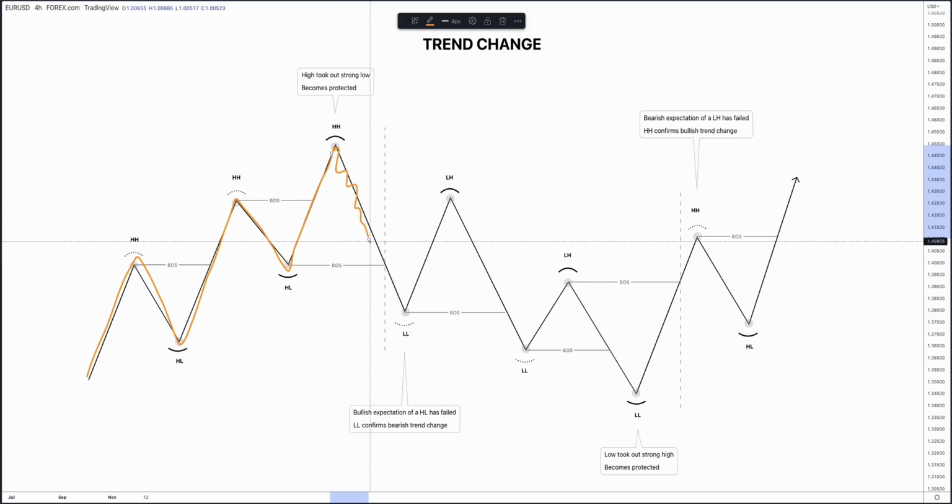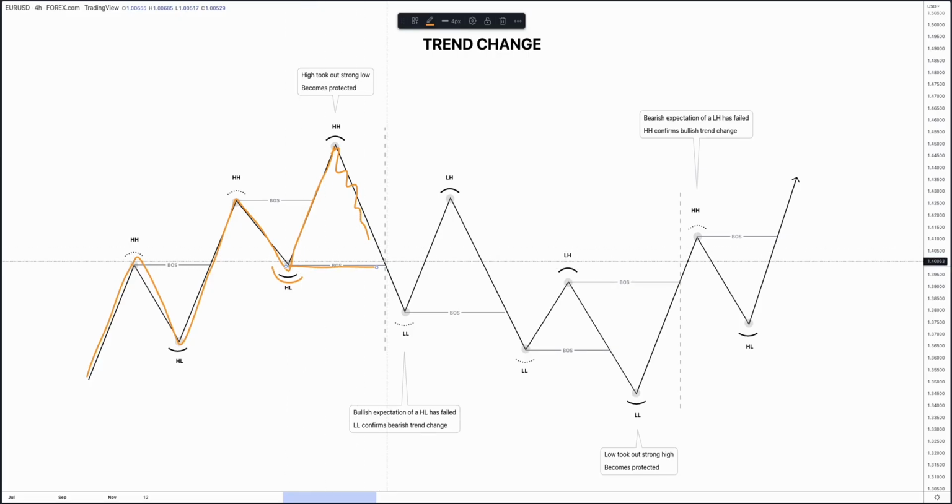Now, at this moment where the orange line is, what would be the expectation? Because obviously we wouldn't be able to see the future if we were looking at the live market. What would we be expecting? Well, this was a strong low because it broke structure. It formed a higher high. So the expectation would be that this low is strong, it's not going to break, and price will not trade below here. That would be the expectation.